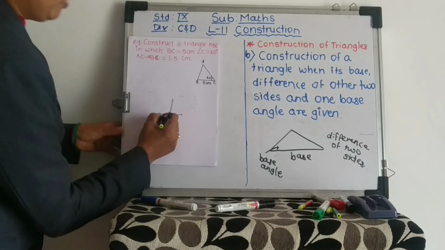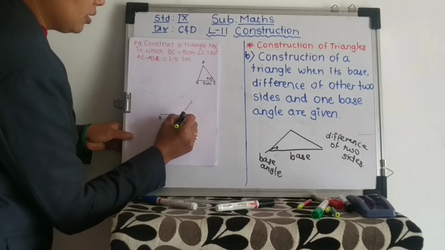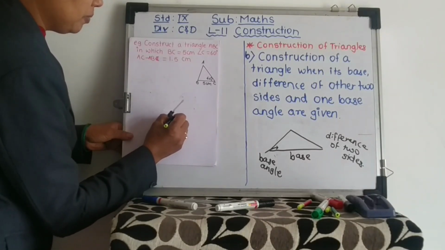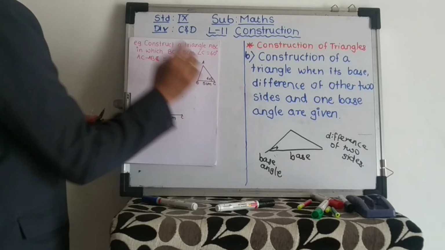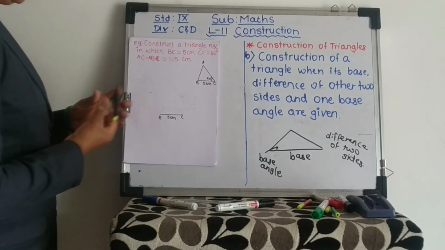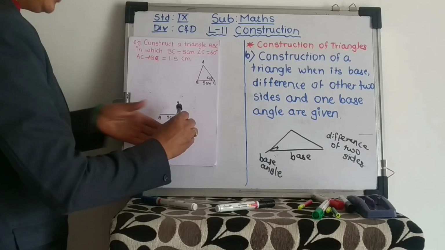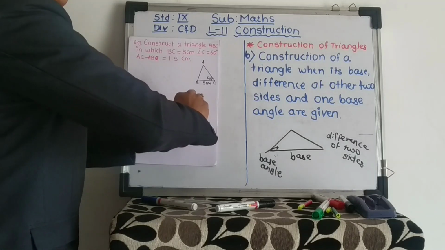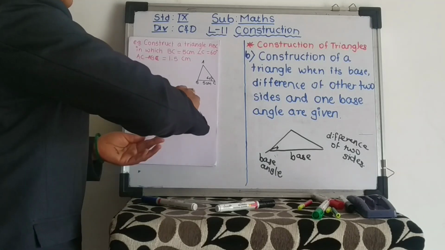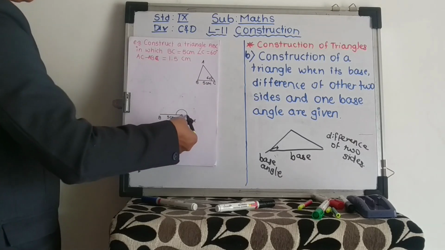Right. So we will label it BC as 5 centimeter. Now angle C is 60 degree. So C is here, right? This side, the right side. So we will draw an arc or semicircle towards the right side only.